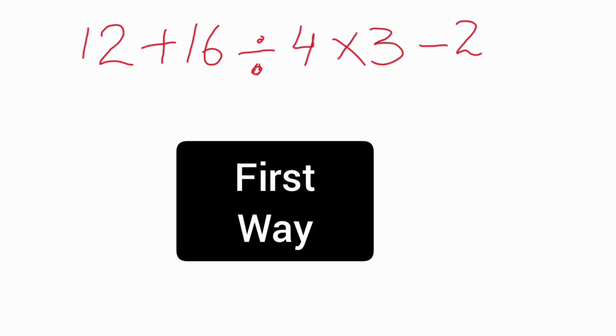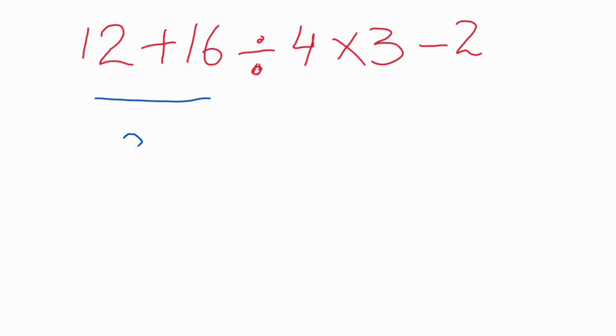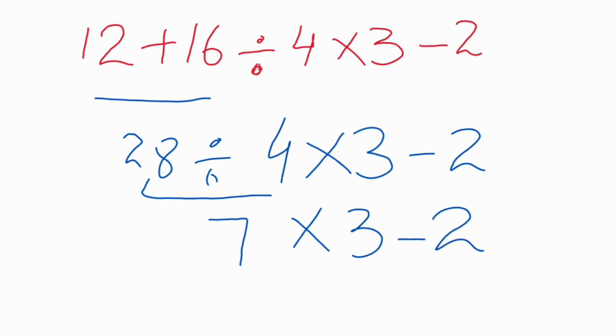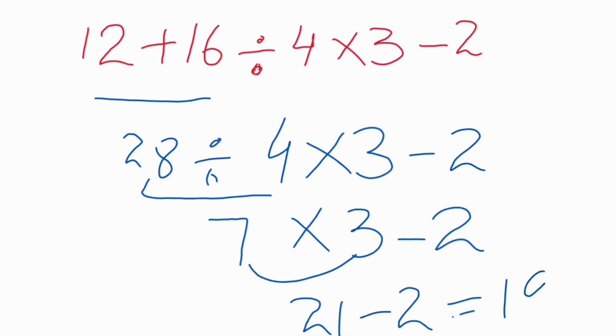First way: 12 plus 16 equal to 28, divide 4, multiply 3, minus 2. 28 divide 4 equal to 7, multiply 3, minus 2, and 7 multiply 3 equal to 21, minus 2 is equal to 19.